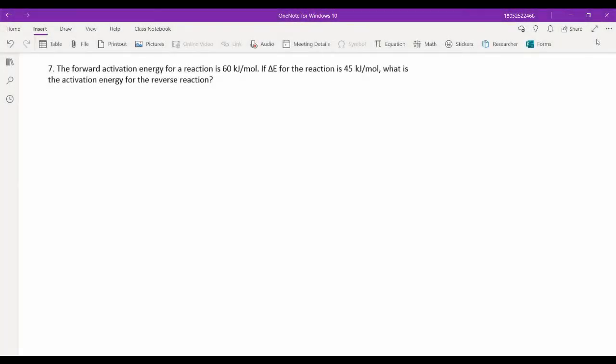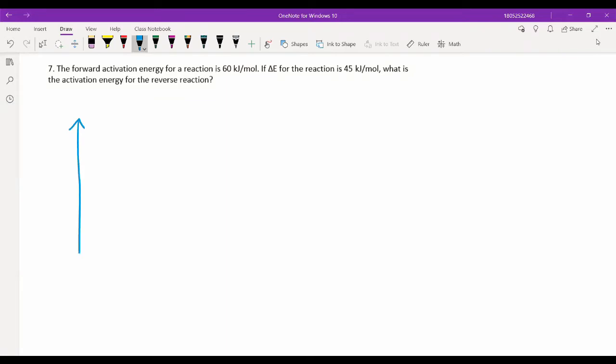Okay, hello. We're going to talk about activation energy and the Arrhenius equation. And in this first problem, it's a pretty straightforward one. We're looking at how we can find the activation energy for the reverse reaction. What we want to do is sketch a little energy profile diagram.